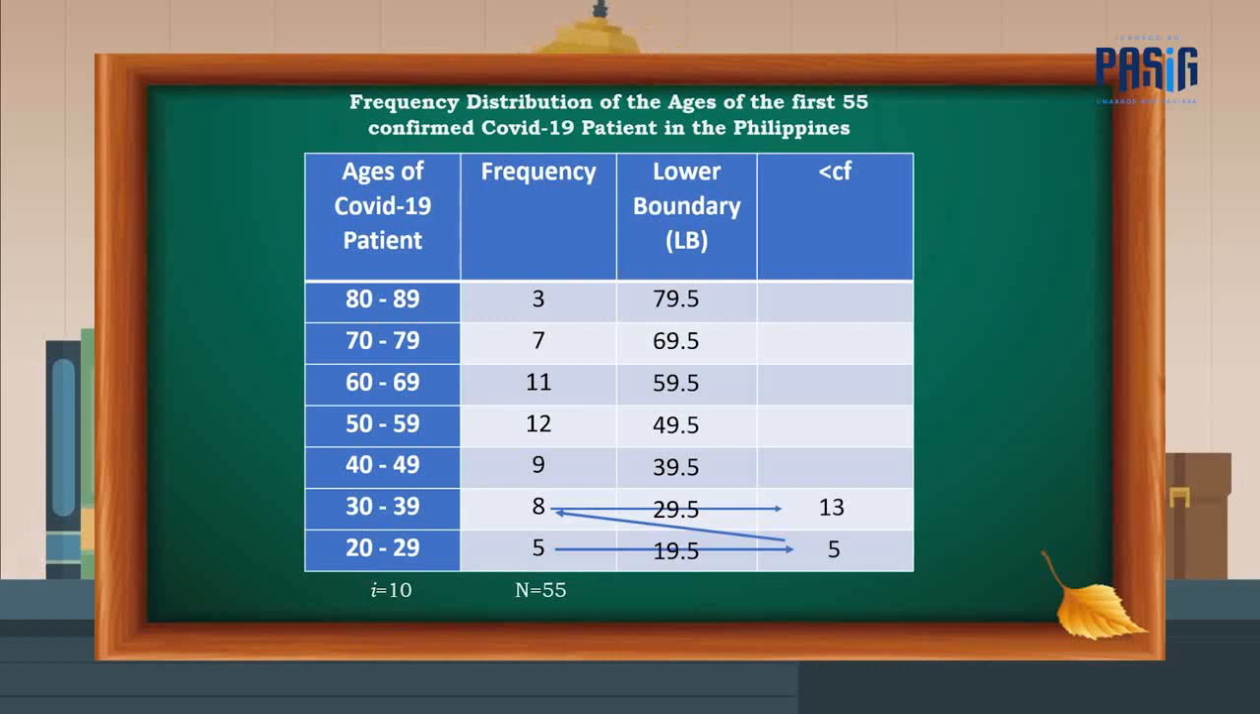13 plus 9, 22. 22 plus 12, 34. 34 plus 11, 45. 45 plus 7, 52. And 52 plus 3 is 55.